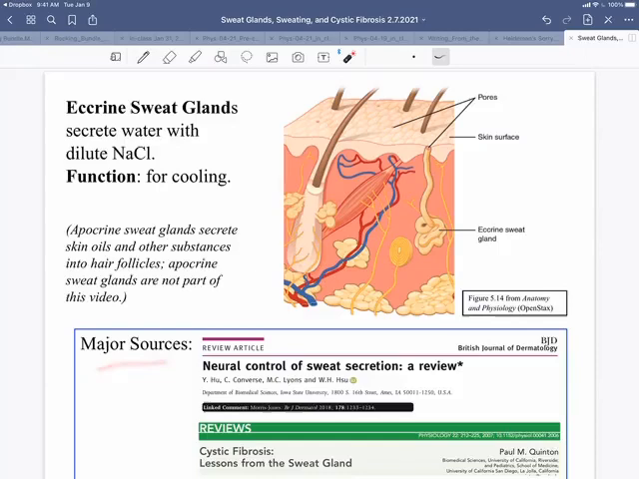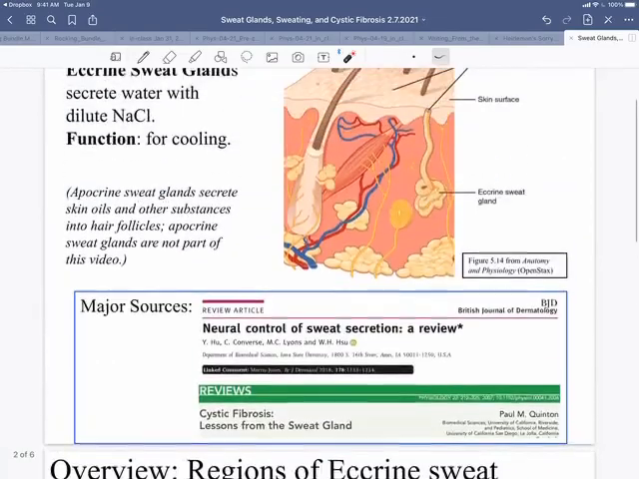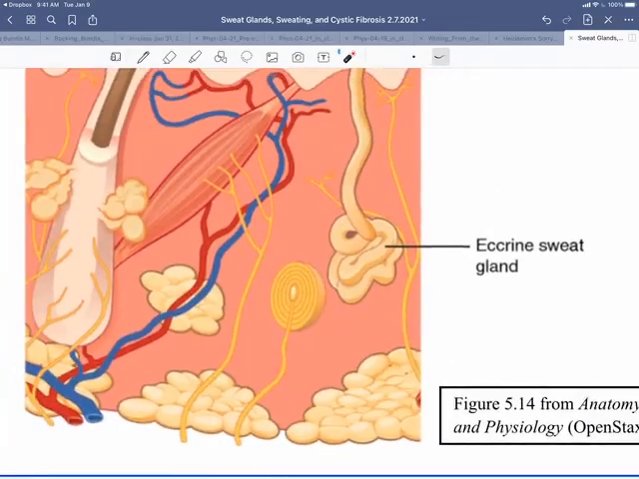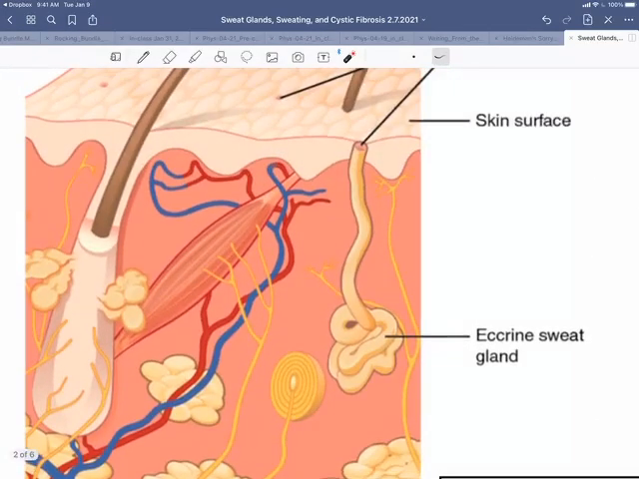The major sources are these two articles, but I also took material from some other sources. This shows an eccrine sweat gland in an image from Anatomy and Physiology, OpenStax. Each sweat gland is coiled and then has a portion that releases sweat out onto the skin surface. The sweat gland has two parts. The initial part produces the salty fluid, and this later part reabsorbs the salt so that salt is not wasted and lost.